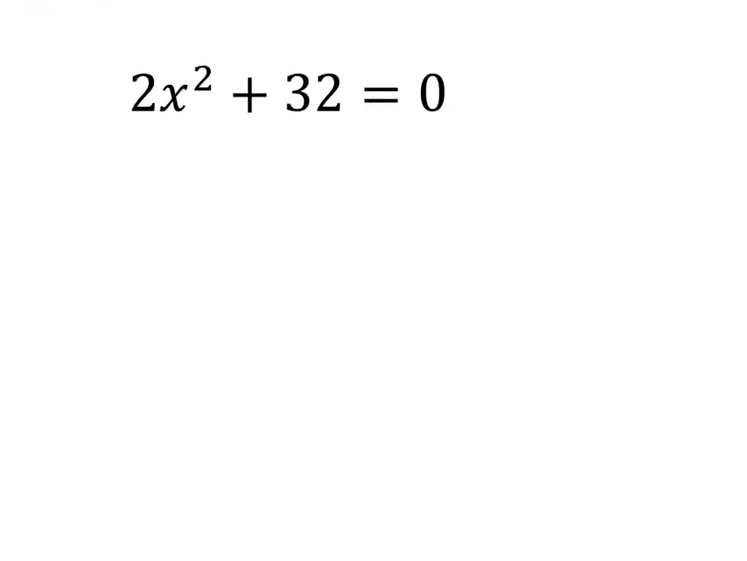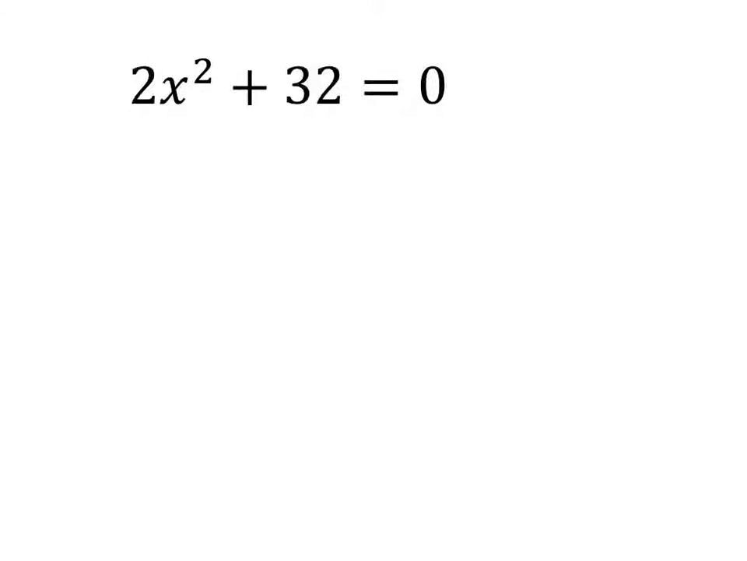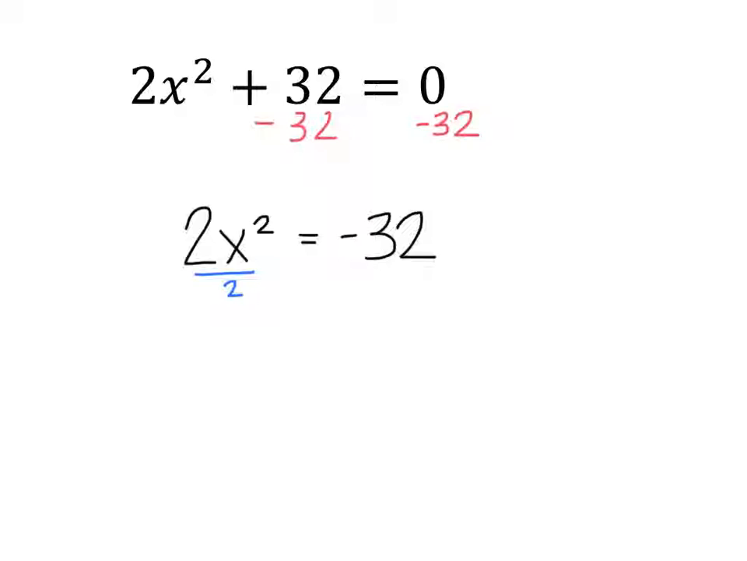How do you want to start it? Subtract 32. So we get 2x squared equals negative 32. Now what? Divide by 2. X squared equals negative 16. Correct. Now what?